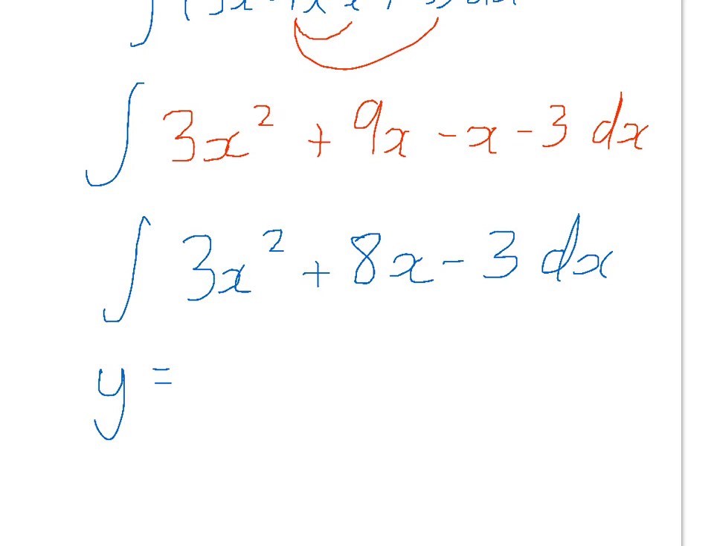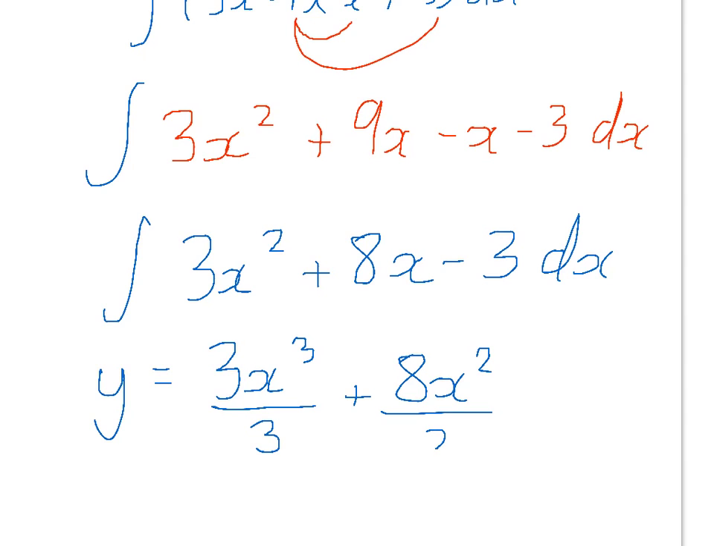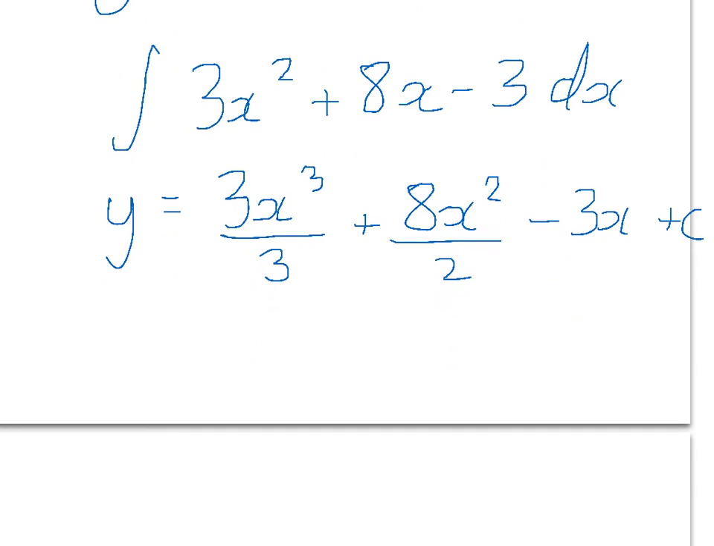So y equals, add 1 to the power and then divide by that new power. So 3x cubed over 3, 8x squared divided by 2, minus 3x plus 1 divided by 1. And then we've got our constant to add on. So let's just tidy that up a bit. So y equals 3 divided by 3, well that's 1, so it's x cubed plus 4x squared minus 3x plus c.